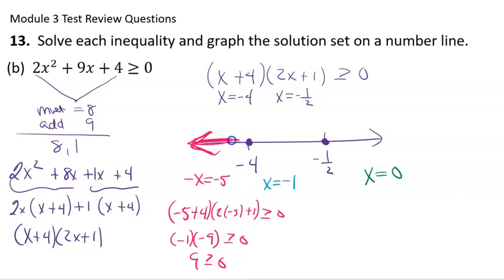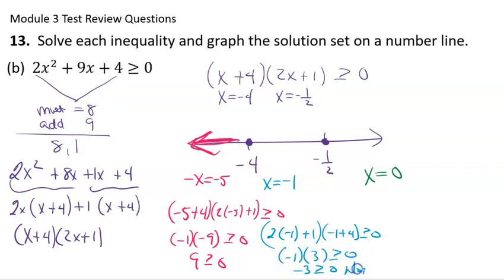Now when I check x equals -1, all right, so I've got 2 times -1 plus 1. Why I plugged that in the second one first, I don't know. I think that's just where I looked up. -1 plus 4, I wrote it backwards, y'all. But the work's the same. 2 times -1 is -2 plus 1 is -1. -1 plus 4 is 3. Is -3 greater than or equal to 0? It is not. Nope, it's not. So I cross that out.